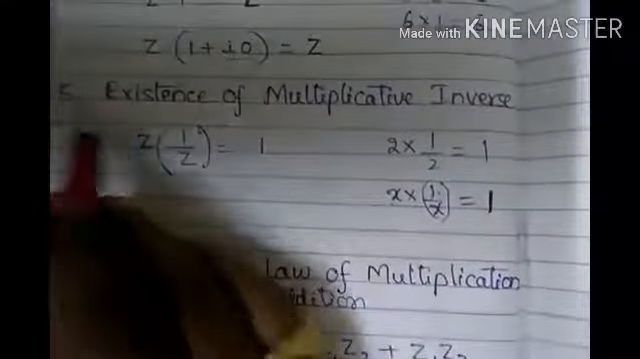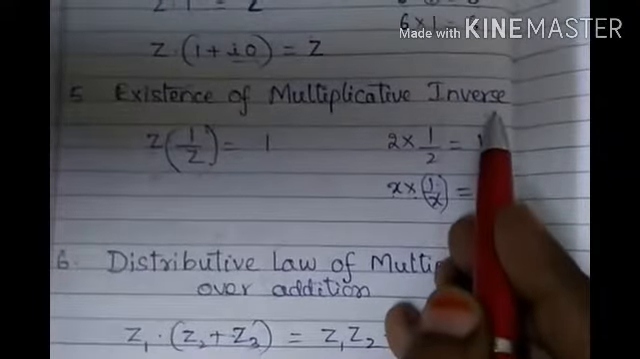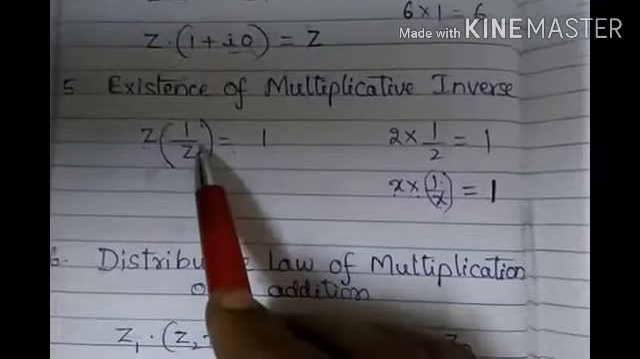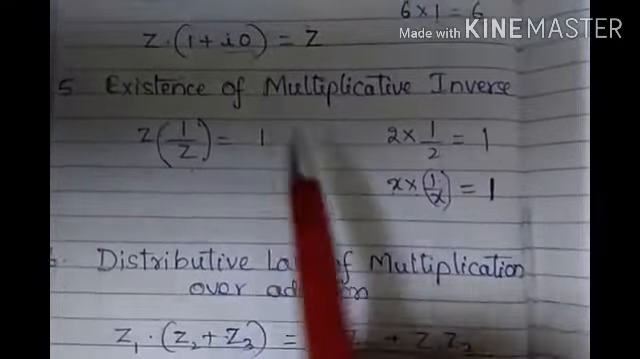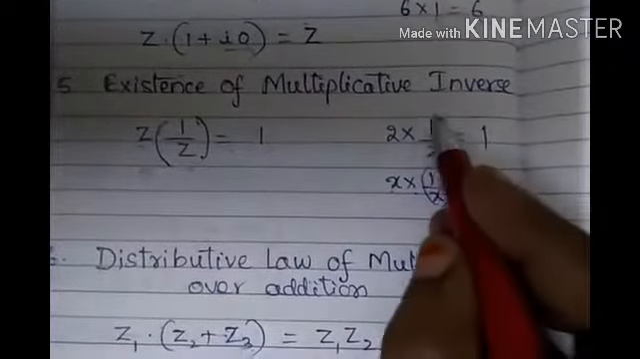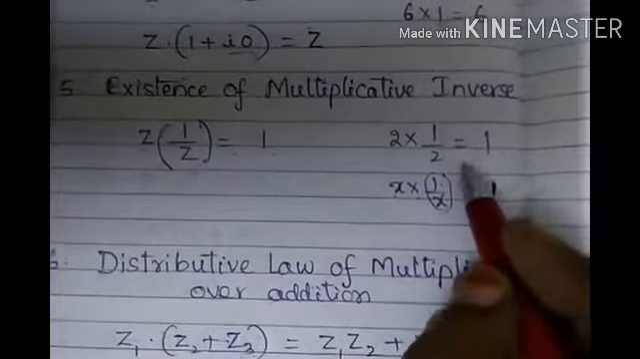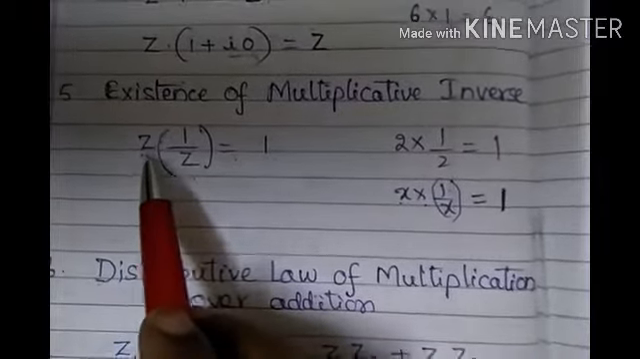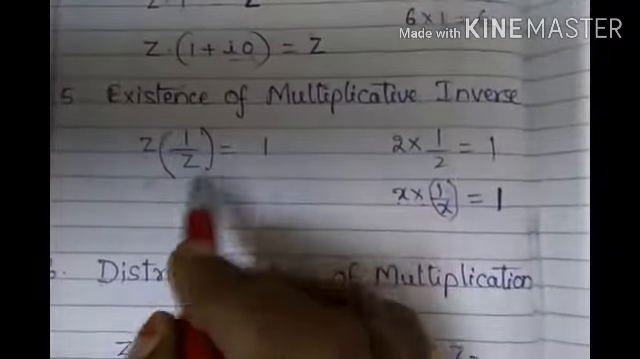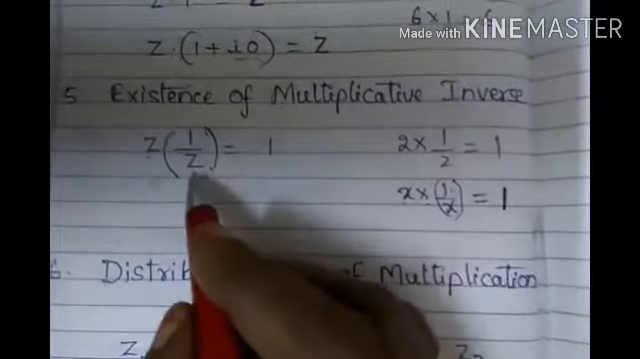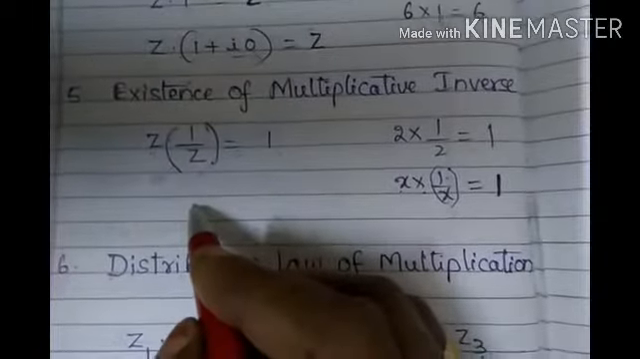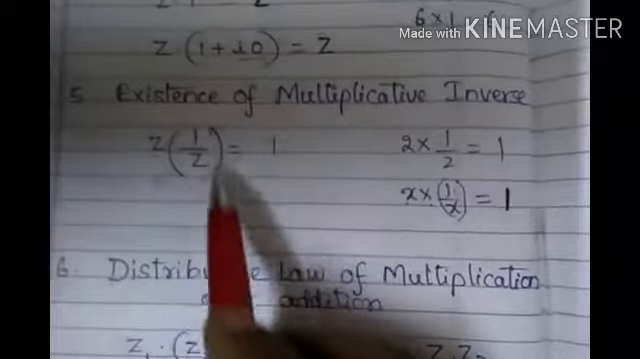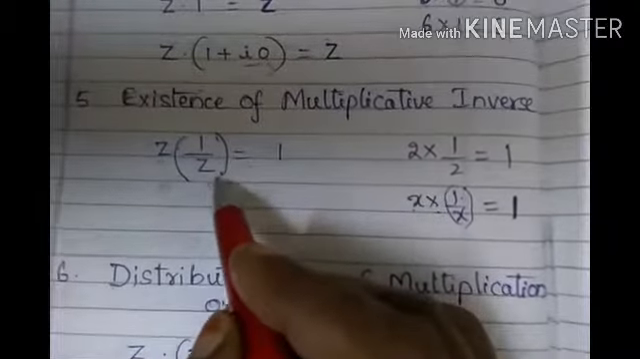The next one is existence of multiplicative inverse. What is multiplicative inverse? When you multiply any number with that number, we have to get 1. Let us take 2. If you multiply 2 with 1 by 2, you will get 1. In the complex number system also, if you take a complex number z, which is multiplied by 1 by z, it gives 1. In this case, 1 by z is called multiplicative inverse. We will discuss multiplicative inverse later in the video.